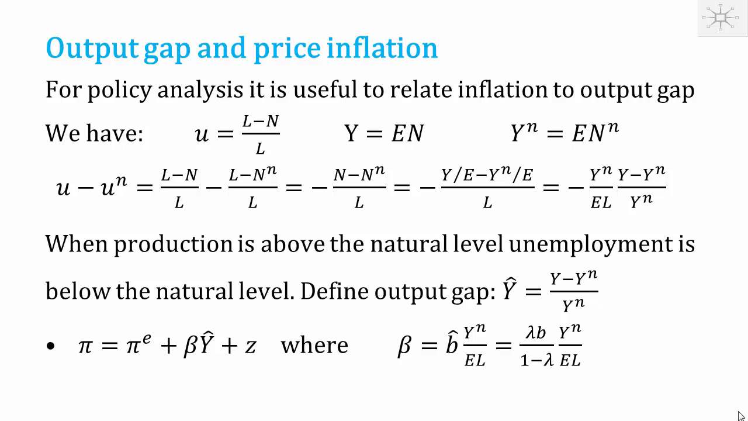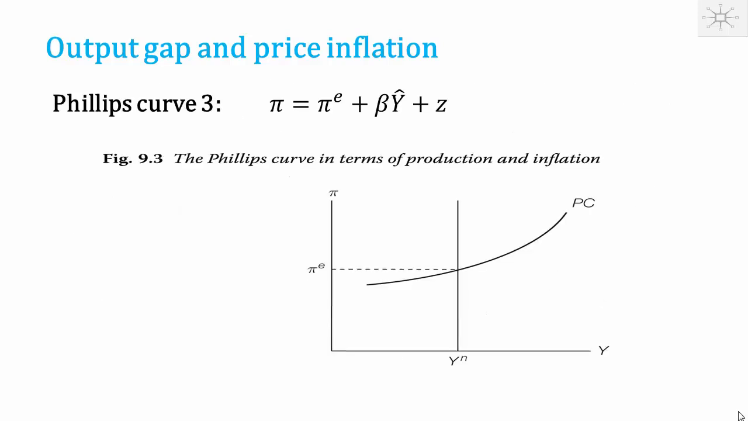Not very surprising. And if we use that to replace cyclical unemployment in the Phillips curve, then we get our final Phillips curve. So that says that inflation is equal to expected inflation plus a coefficient beta times the output gap plus the cost push shock Z. And where the beta now is a little bit more complicated, but we don't need to go into that here. And I've illustrated this Phillips curve here.